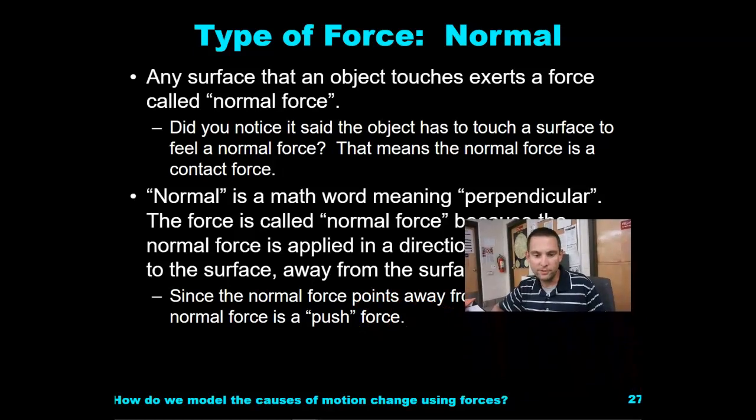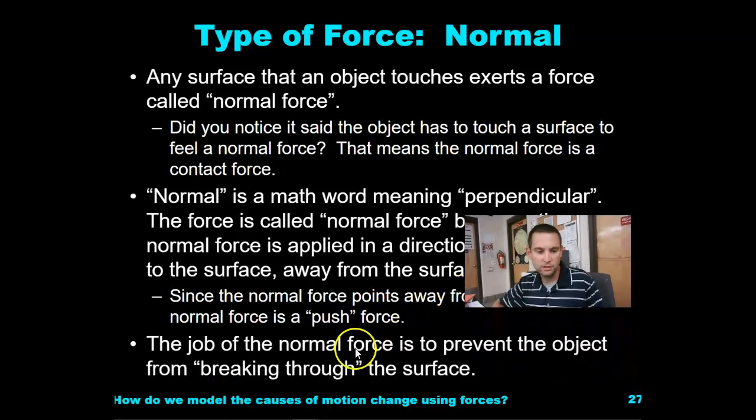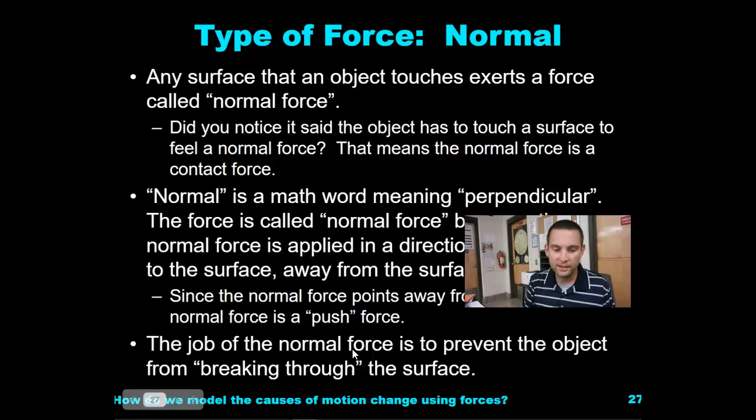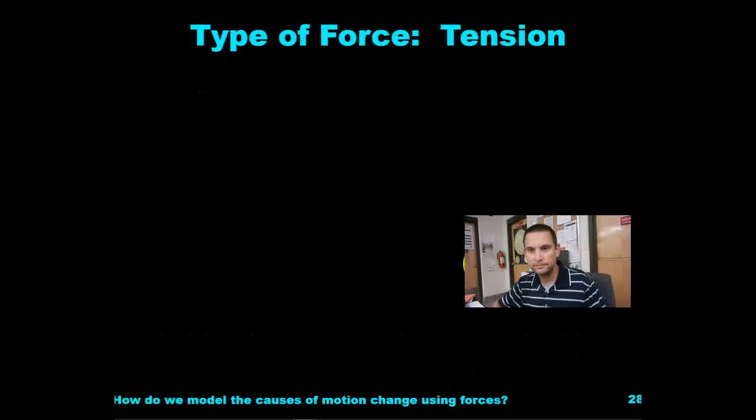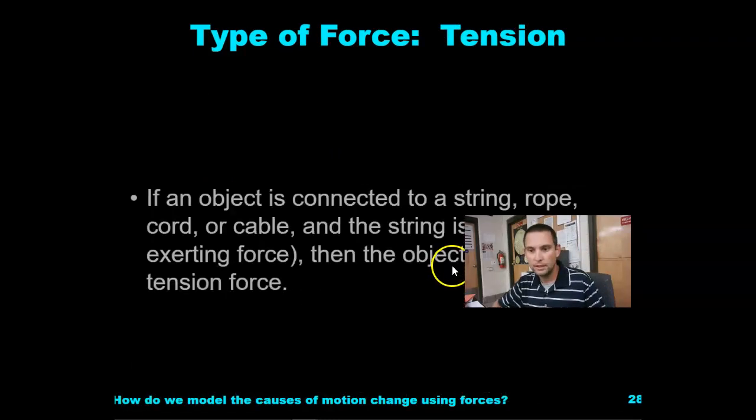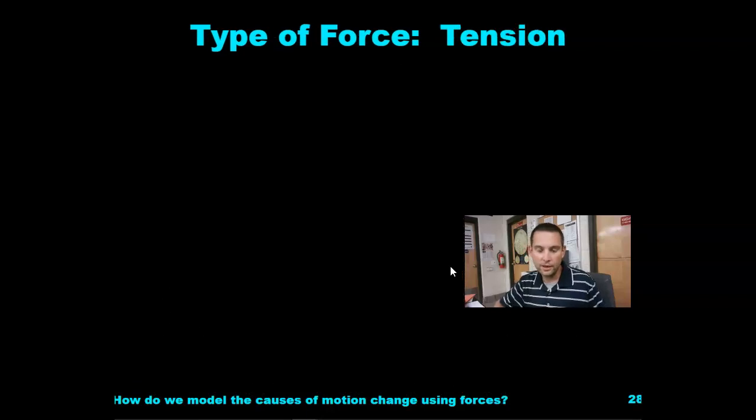Since the normal force points away from the surface, the normal force is a push force. The job of the normal force is to prevent the object from breaking through the surface. So without the normal force, this would go right through. There has to be some sort of push back on this. We know the force of weight is pushing down. The force of Earth acting on this eraser is pushing down. Meanwhile, the force of the phone pushing up on the eraser is opposing.